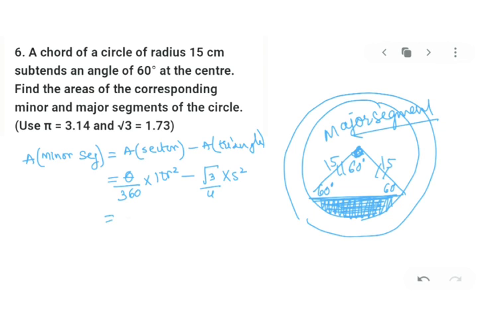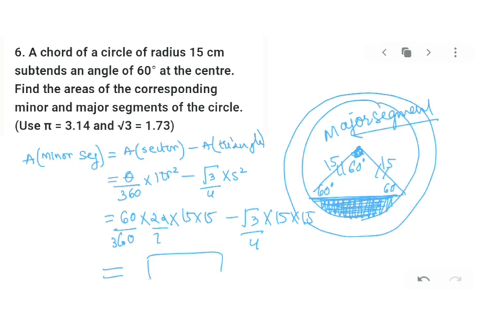Got my point? Theta here is given as 60 upon 360 into 22 upon 7 r square. So radius is 15, 15, minus root 3 upon 4 side square. Side is again 15, 15 of a triangle. Once you calculate this, you will get area of minor segment, which I have colored blue.